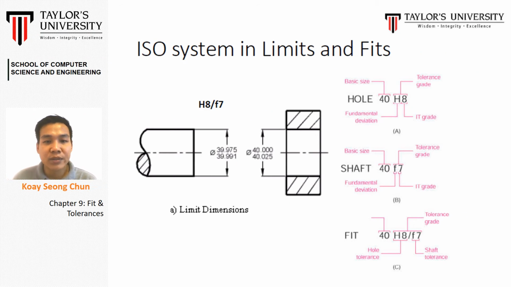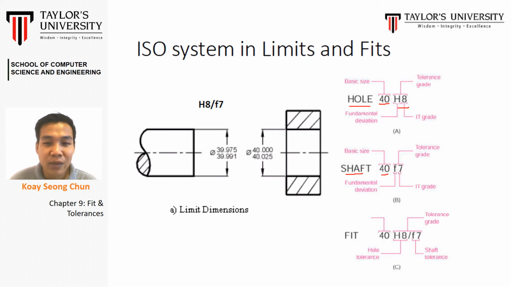This is the example for the hole and shaft, how we set the ISO limit and fit for the shaft and hole. For example, for the hole you will see a value here, and the shaft also has a value. This is the basic size, the size that we design. And the limit we're going to set like this, for example for the hole.